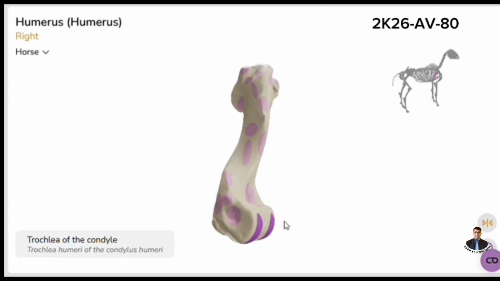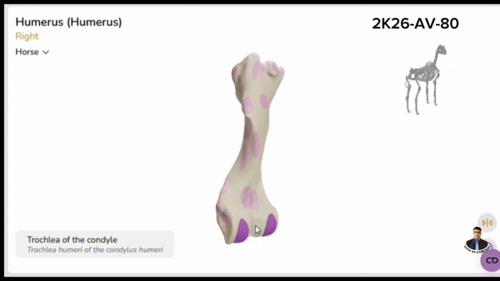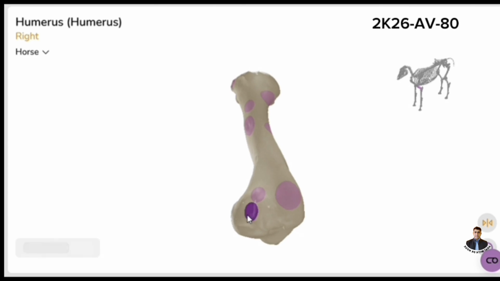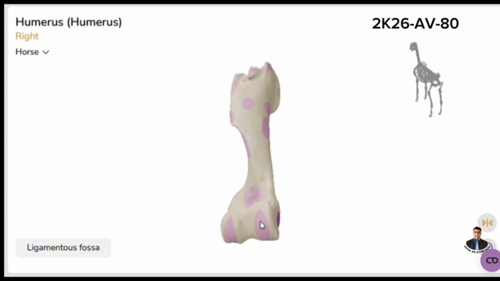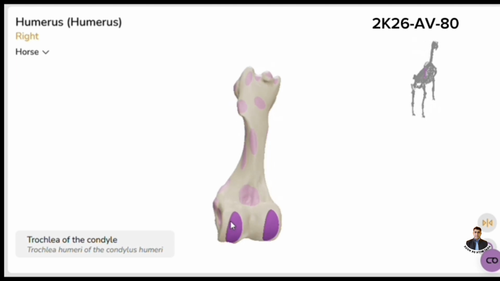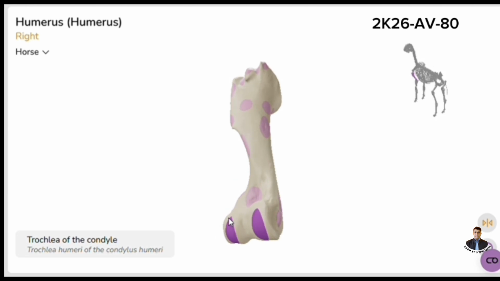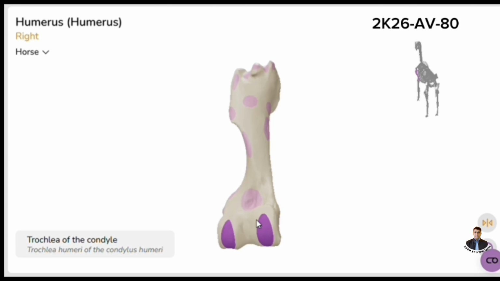Now, as we can see, the structure here is the trochlea of the condyle. The medial epicondyle is also called the trochlea and the lateral epicondyle is called the capitulum. This point is very important from the perspective of exams. Then we can see that the trochlea is especially adapted for hinge movement. It gives hinge movement and ensures smooth bending and straightening of the limb.